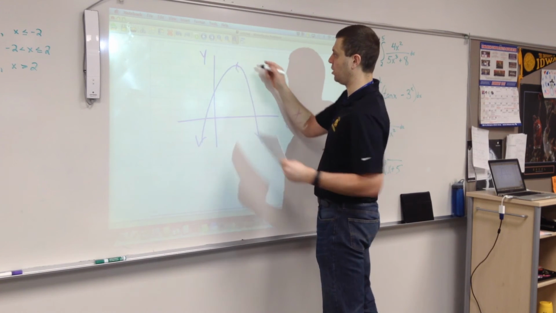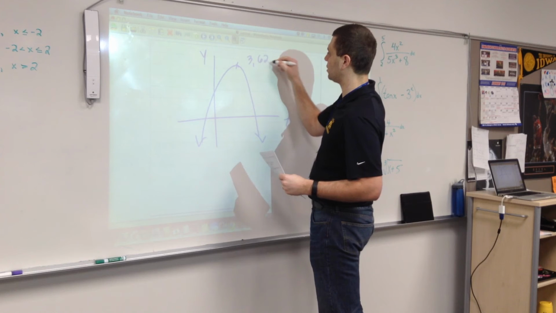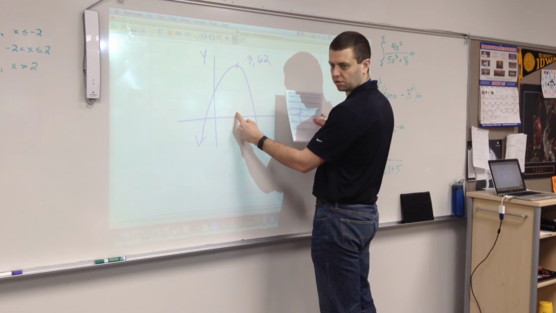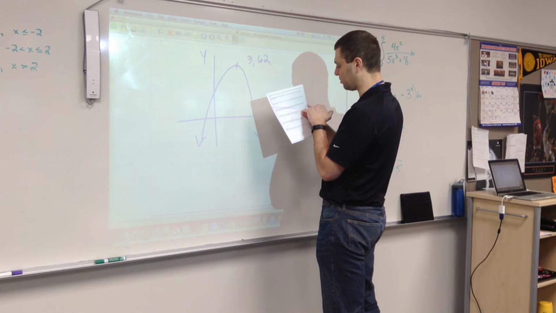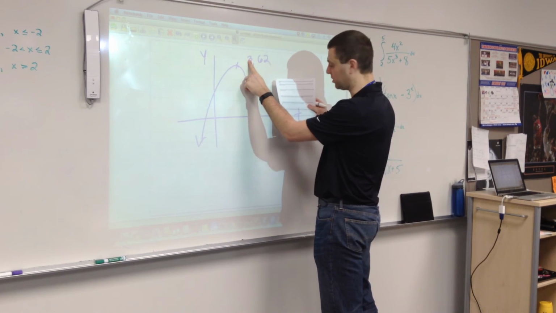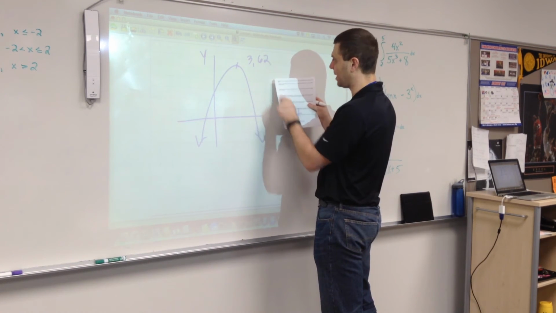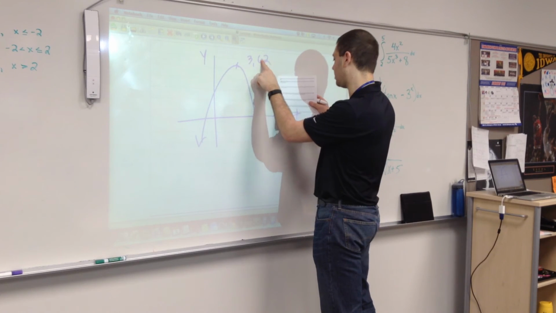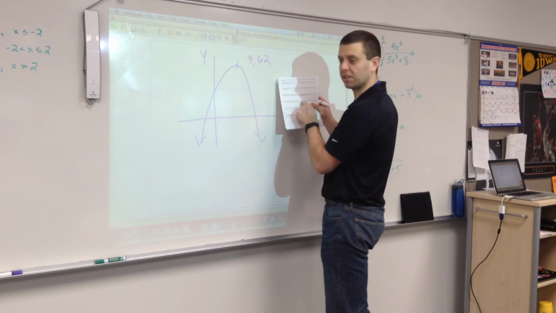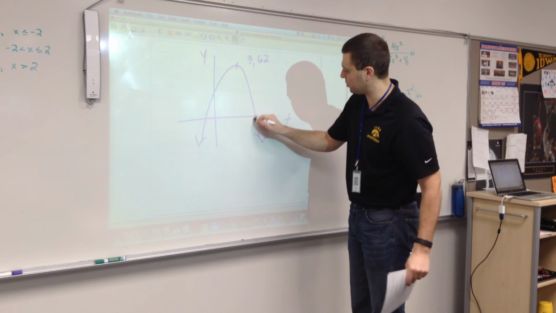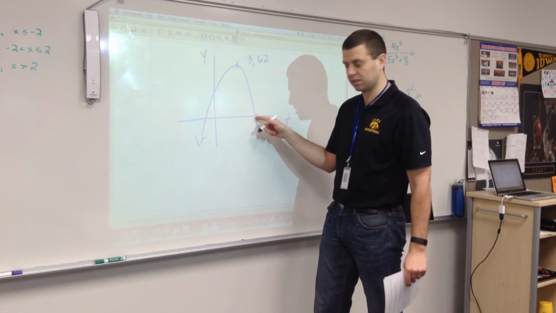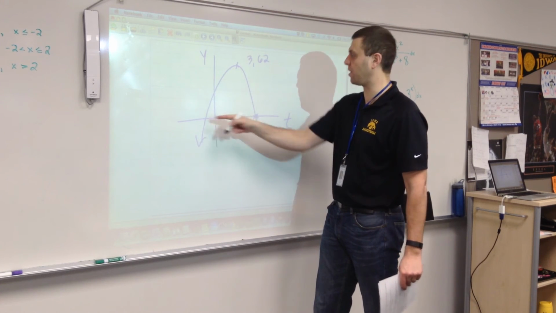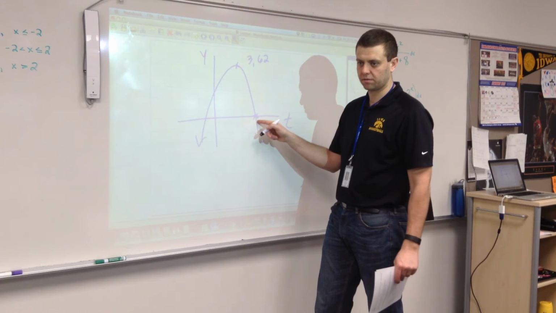So if this is 3, 62, that means it took 3 seconds to reach a height of 62 feet. So when it says, find the time it takes to reach the max height, your answer would be 3 seconds. Find the maximum height, the answer would be 62 feet. And then the time it takes for it to hit the ground, you just come over here and search for that 0 right there. And whatever x value that is, that will tell you how much time it took for that object to hit the ground. Got it.